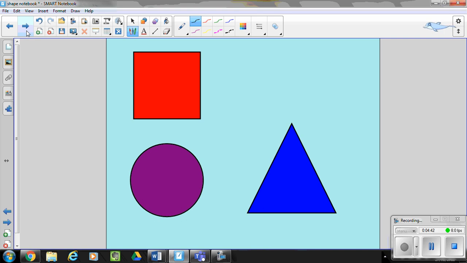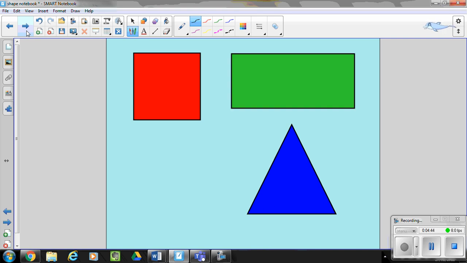Here comes the next one. Ooh, which shape's disappeared that time? That's right, it is the circle. And what can you tell me about a circle? The circle has one continuous side and no corners.